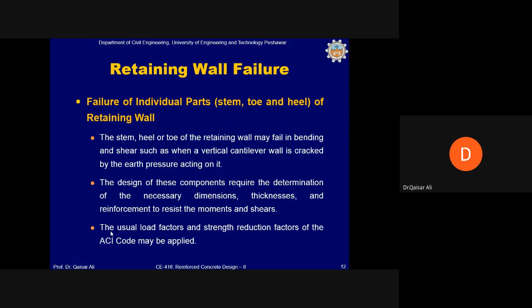The failure of individual parts of the retaining wall can be avoided if stem, heel, and toe are designed according to the ACI code. As you can see on this slide, the stem, heel, or toe of the retaining wall may fail in bending and shear, such as when a vertical cantilever wall is cracked by the earth pressure acting on it. The design of these components requires the determination of the necessary dimensions and sizes, thicknesses, and reinforcement to resist the moments and shear. The usual load factor and strength reduction factor of the ACI code may be applied.